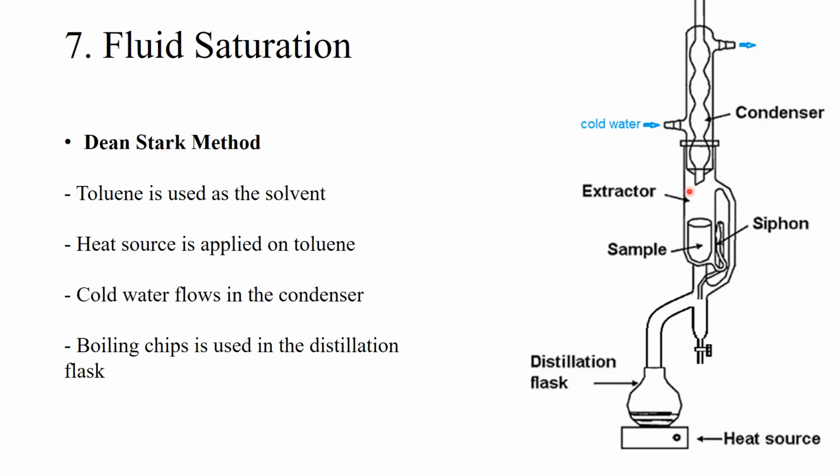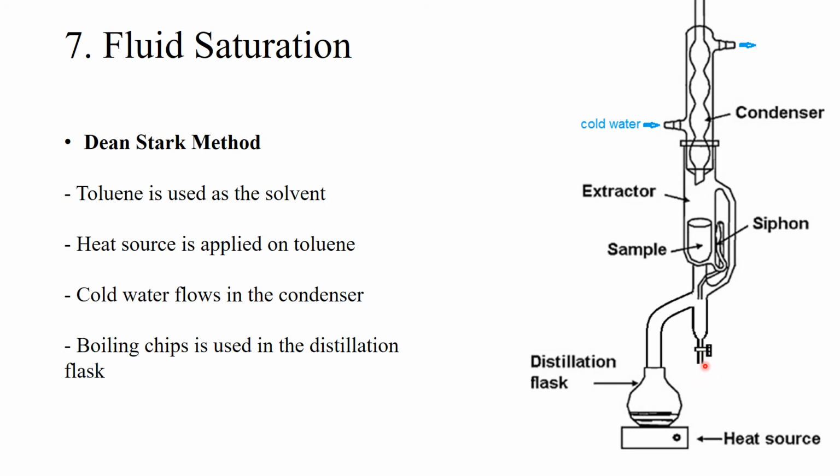volume until they reach this level. Once they reach here, they are drained by the siphon effect into a graduated cylinder here, where they actually get colder. And once they get colder, the toluene and water and crude oil separate, with water at the bottom, toluene and crude oil at the top, and then they drip back into the heated toluene, and so on and so forth. We leave this experiment running until the water level in the graduated cylinder doesn't change anymore.